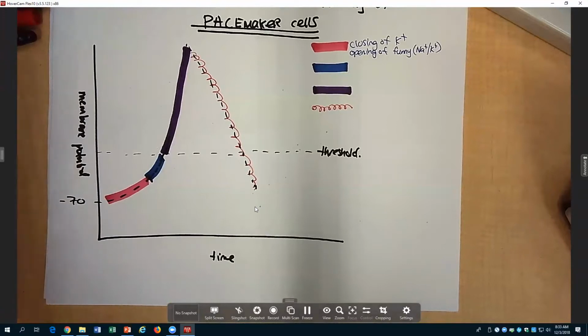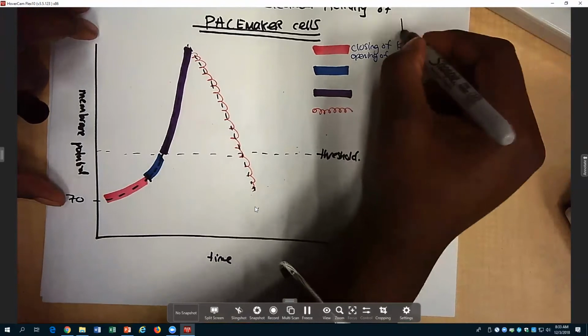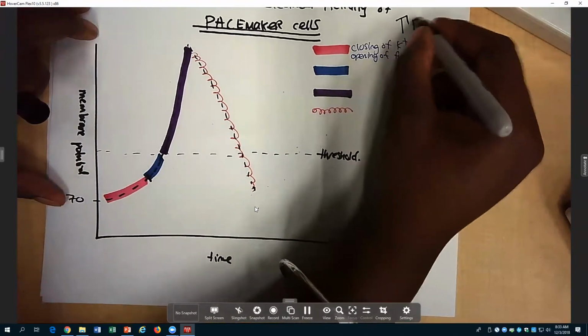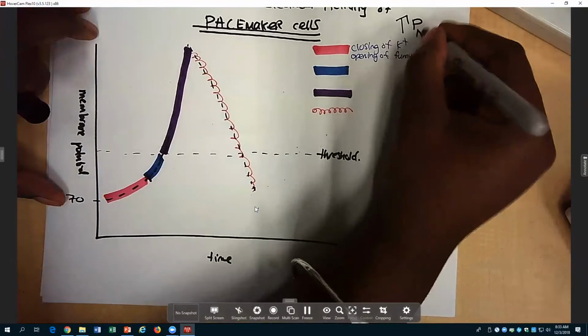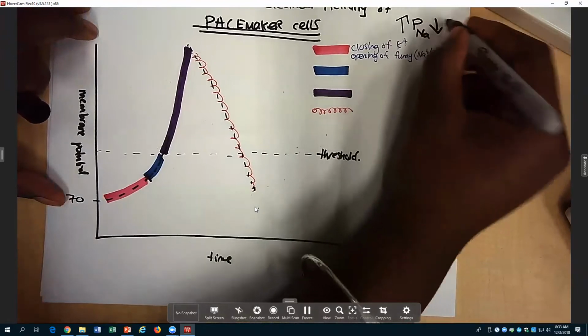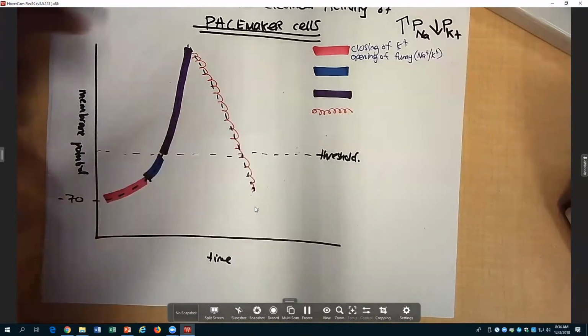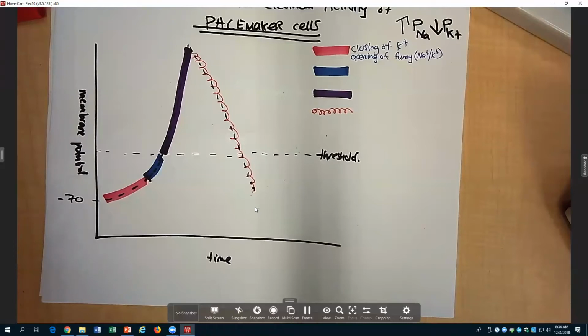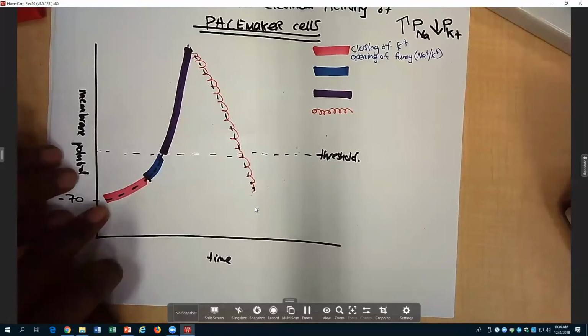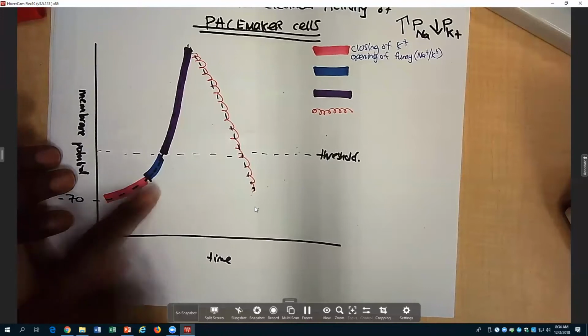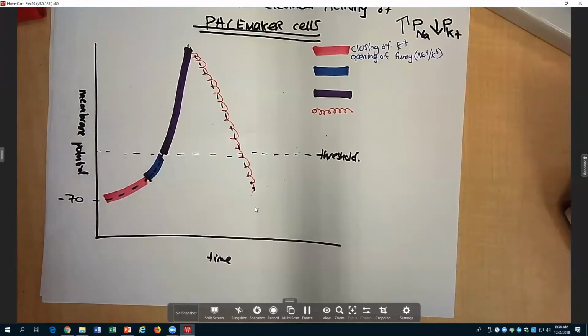Okay, and that is going to increase the membrane permeability to sodium and decrease the membrane permeability to potassium. Okay, that's that first step. And so as a result, that is going to start the depolarizing of this cell.